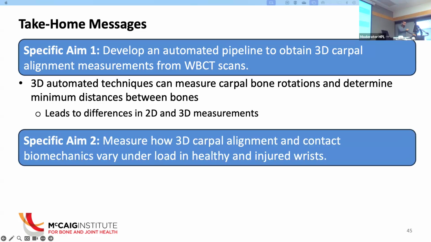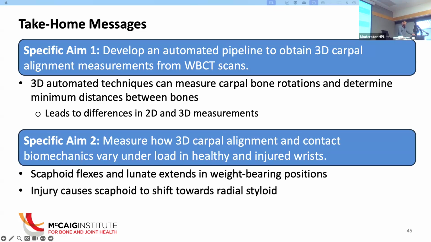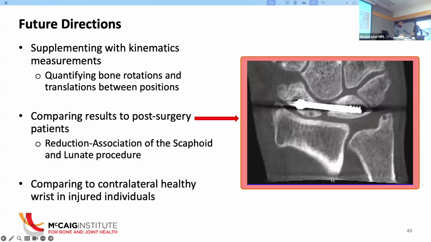Now, for the second specific aim of this project, we saw the scaphoid and lunate both extended in the weight-bearing positions. However, a bit more work is required to determine if it's the effect of the position of the wrist or the load being applied to the wrist. And we saw with our contact biomechanics that the scaphoid is shifting towards the radial styloid with injury, and that is particularly where it does begin to develop with this injury over time.